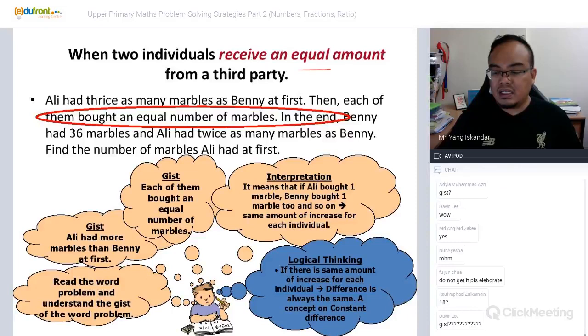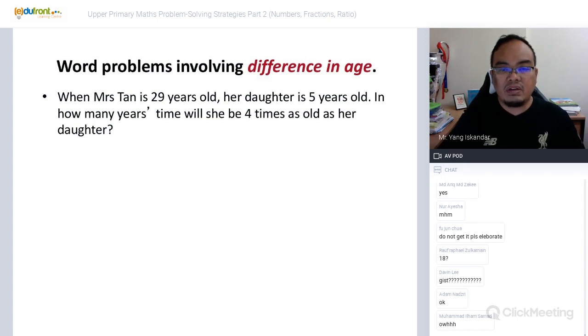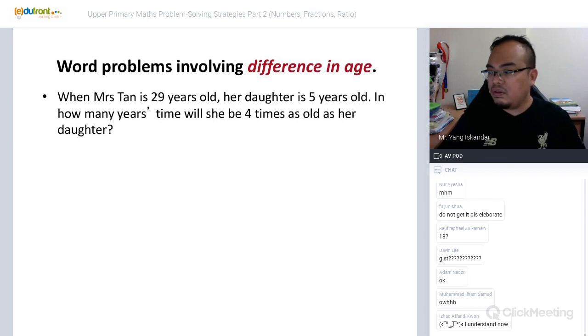All right. Okay, let's try how to attempt the question. Let's go back to the question which you all attempted just now. Okay, so I'm going to share with you first using the model method. Now let's take a look.